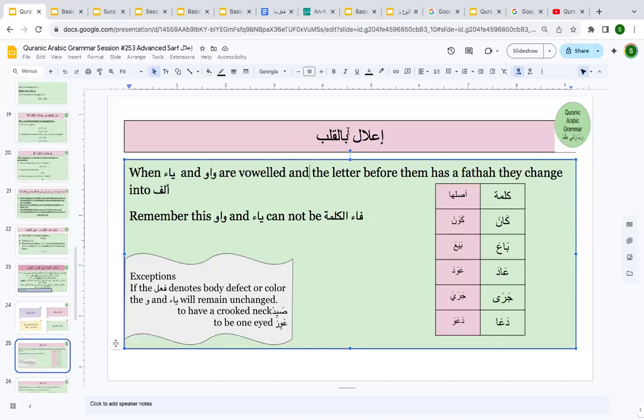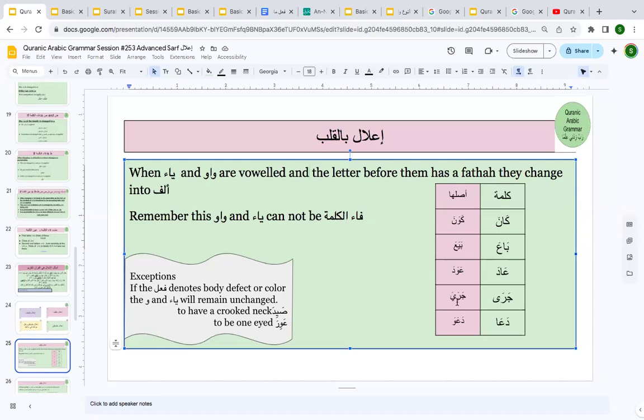So ilal bil qalb: when there is a weak letter waw or ya, it has a haraka, but the letter before it has a fatha, then waw and ya get changed into alif. You see it in kana, original word, its asal. What is asal? Its original form was kawana. It got changed into kana. Baya'a got changed into ba'a. Awada got changed into ada.